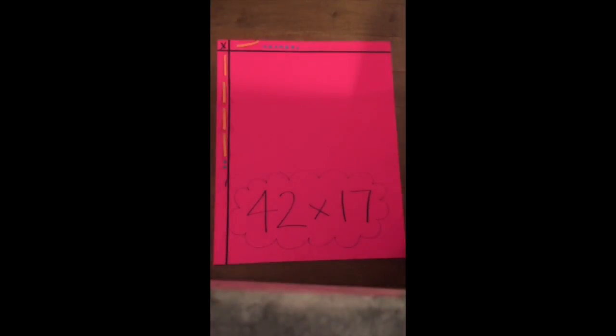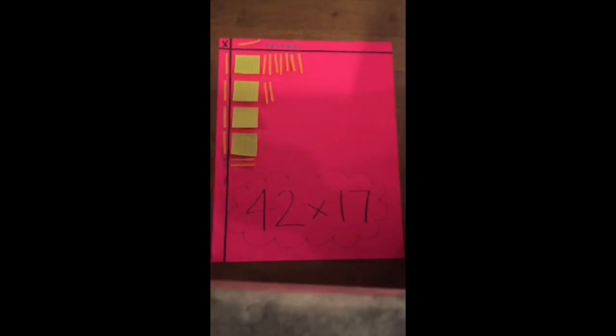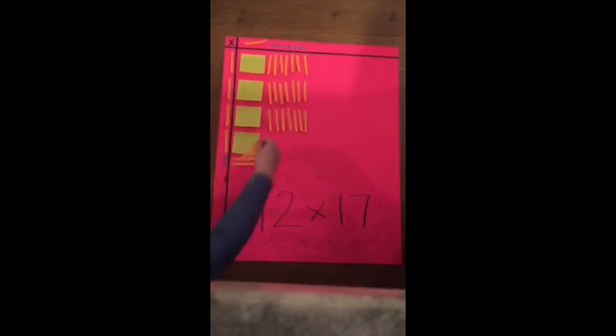Next, let's use base 10 blocks to solve the problem. This axis represents the number 42, and this axis represents the number 17. 42 is represented with 4 tens, or 4 rods, and 2 ones, or units. 17 is represented with 1 rod and 7 units. Now I will start to fill in the grid so that each unit on the two axes is accounted for in order to create a complete rectangle.